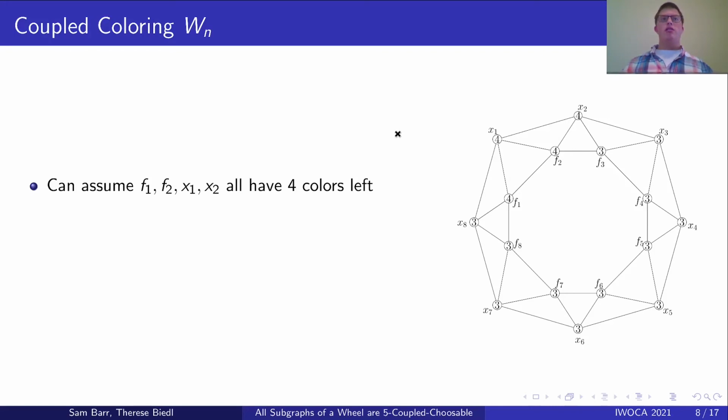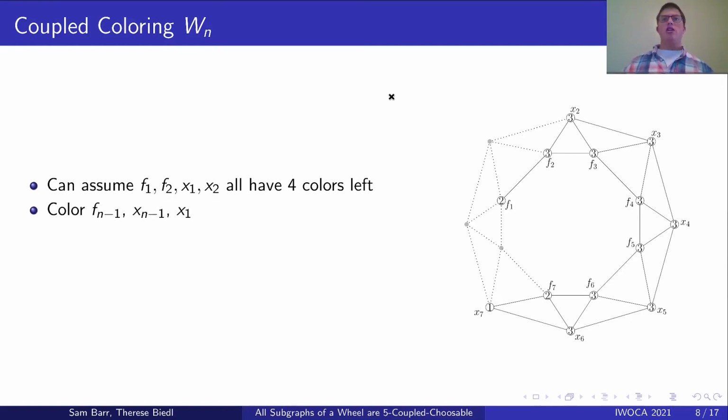Therefore, since 3/4 of the vertices of x sub n have at least 4 colors in their list, we can in particular assume that f1, f2, x1, and x2 all have 4 colors in their lists. Here on the right, we have the graph x sub 9, where the number in the vertex represents the lower bound of the size of the list on that vertex.